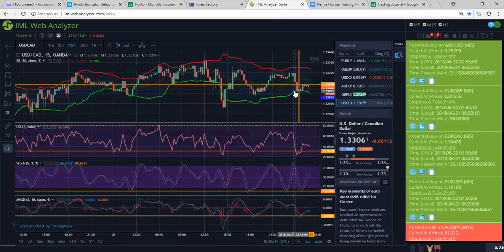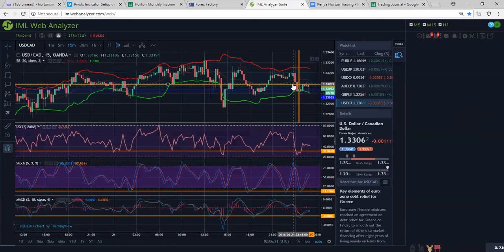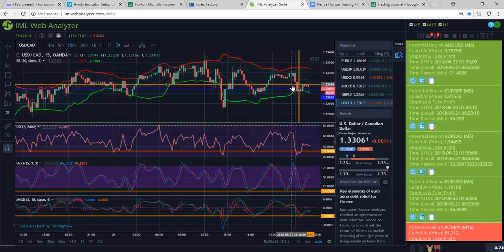Because it came to about 1.33017, and it went up to, as you can see, 1.33086. All right. So you would have got about 7 pips. So that's why we do a 3 to 5 pip take profit with this strategy.